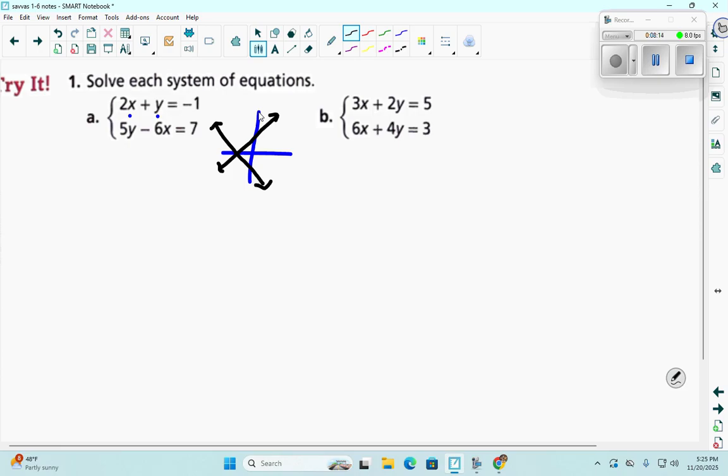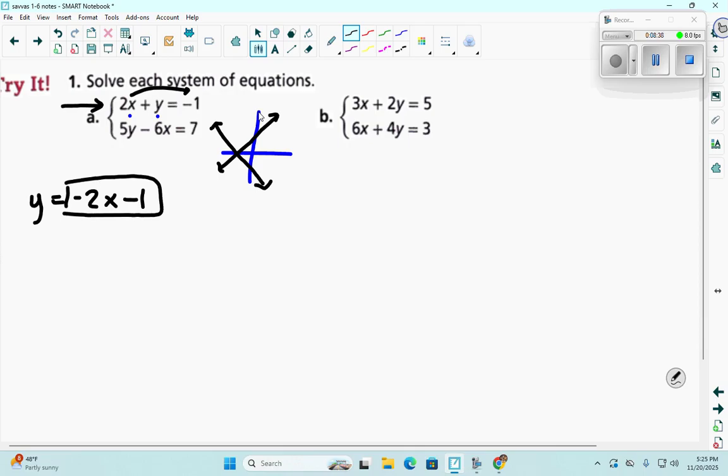So I am going to rewrite this one to get one of my variables by itself. If I rewrite that, I can leave the y by itself and move the 2x over to the other side so that I have one variable by itself. So that would be a negative 2x minus 1. So I know what y is now. I know y is a negative 2x minus 1.